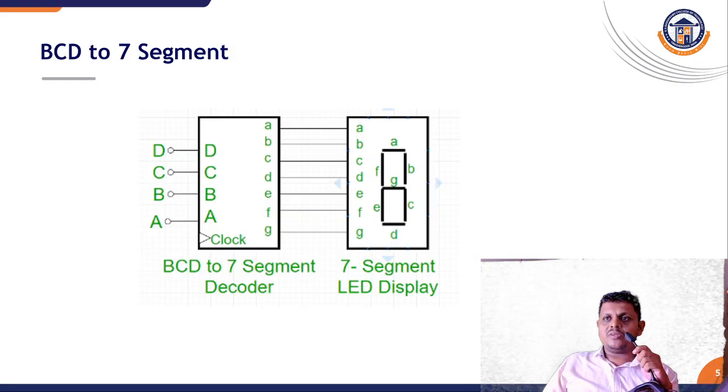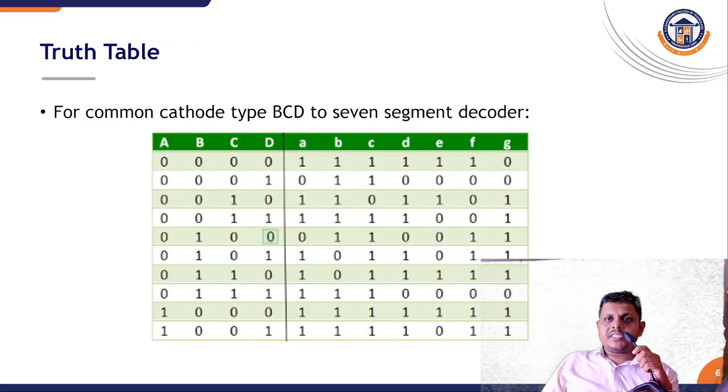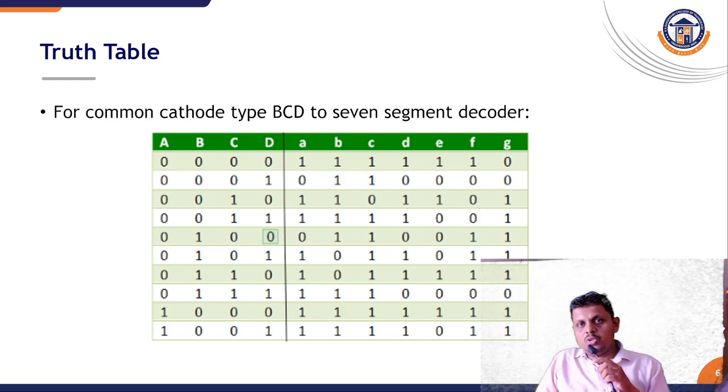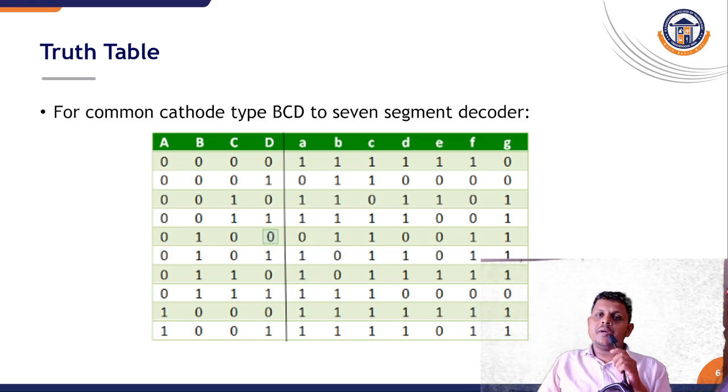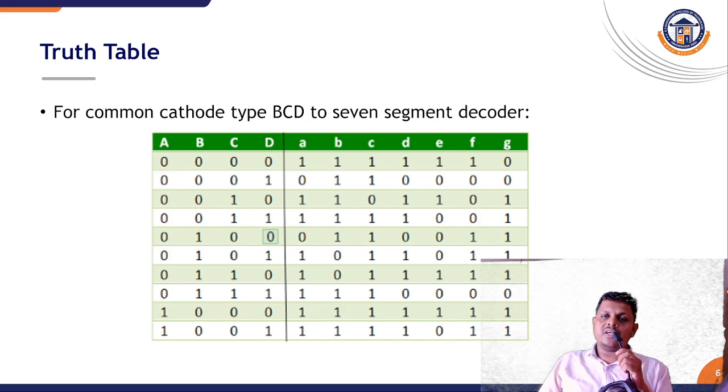So for example, if all the values are 1, the numbers can be displayed, and the input value is 1001. So this is up to 9 only. Here we are using the BCD decoder, so we are performing up to 9 values, and the remaining values after 9, the 10 to 15 values, are invalid in BCD. So that is not considered here.